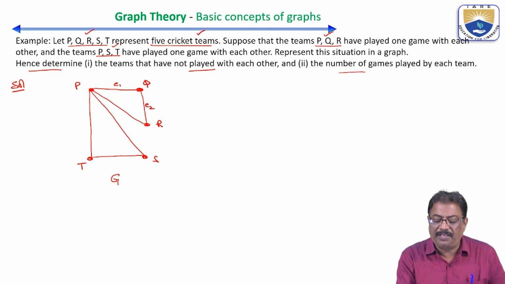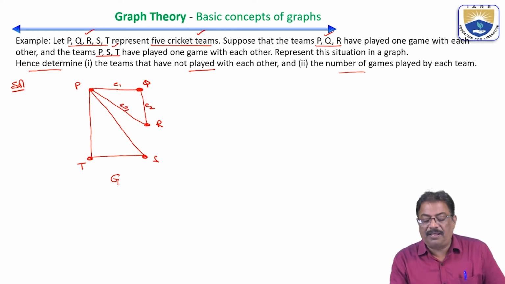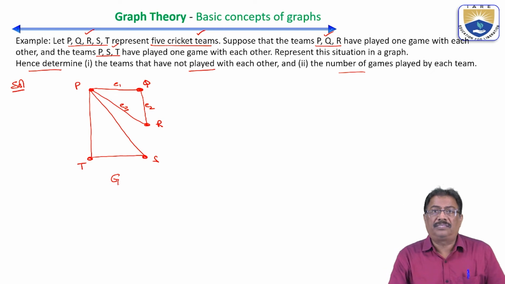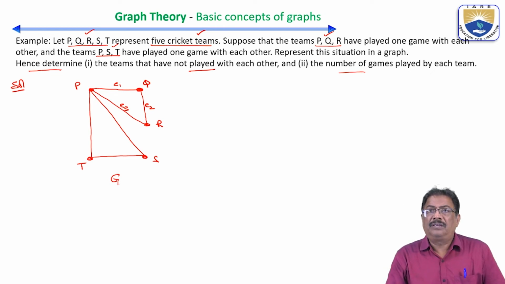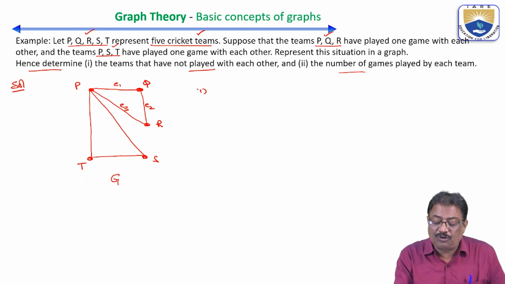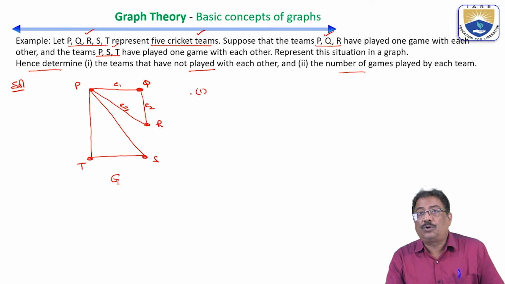So here E2 will be there, similarly Q to R, and E3 will be there, similarly P to R. Now the thing is, determine the teams that have not played with each other. Not played with each other means whenever there is no edge between any vertices, then there should not be any match.